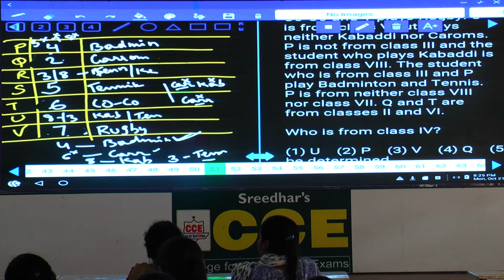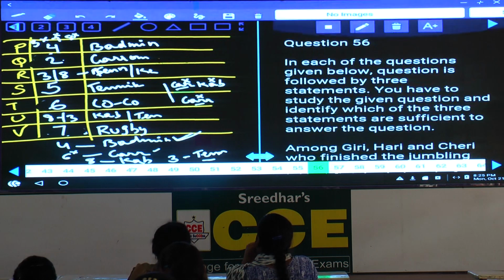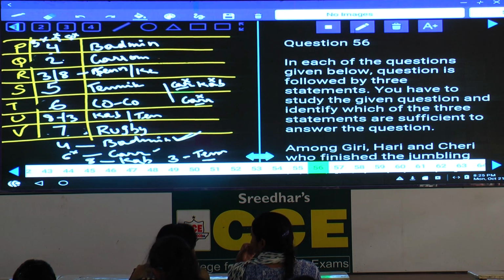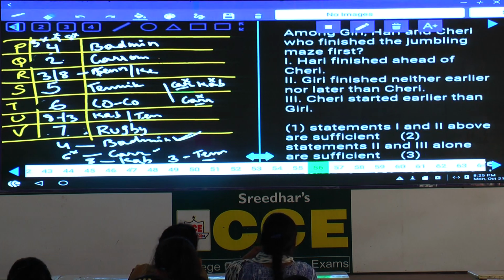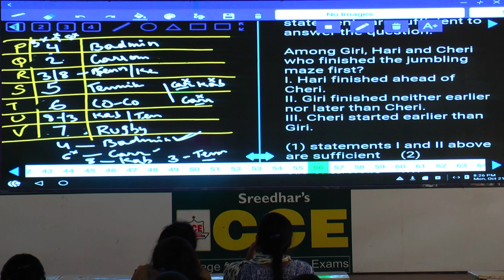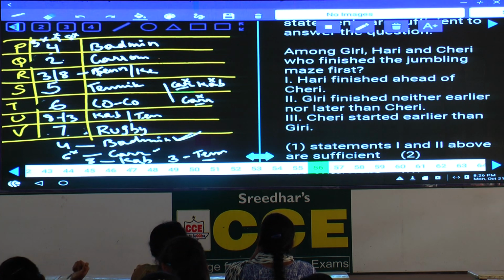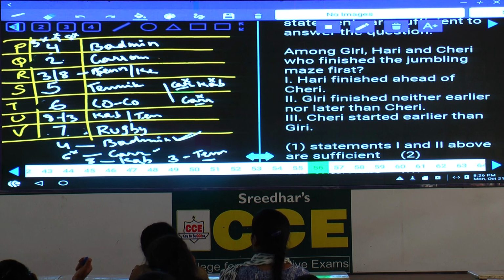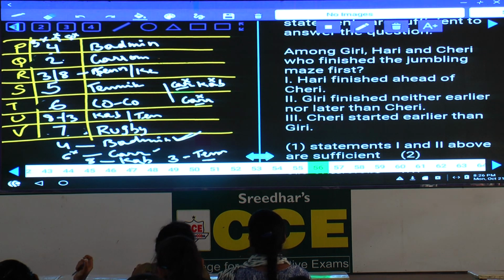Then next one, question numbers 56 to 60. They are based on data sufficiency. Now 3 statement data sufficiency. Among Giri, Hari and Cherry, who finished the jumbling maze first? We need to identify among these 3 persons who has completed at the first place. First one: Hari finished ahead of Cherry, isn't it?